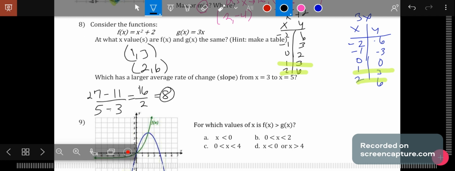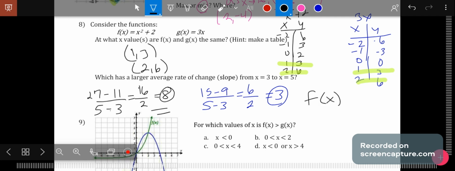And then we're going to do the exact same thing for our g of x equation, which is 3x. So we're still going to use 5 and 3 as our x values. 5 times 3 is 15. 3 times 3 is 9. We subtract, we get 6 divided by 2, which is 3. So which one of these is larger? That would be f of x, this equation here.